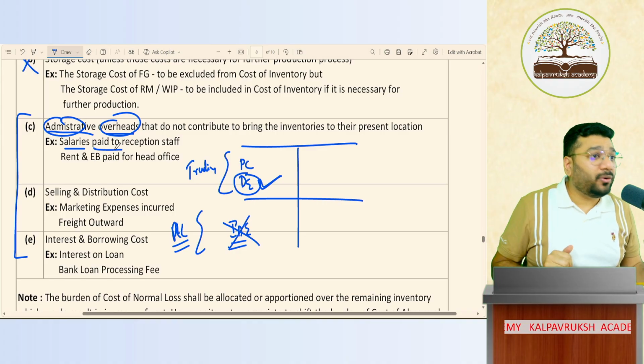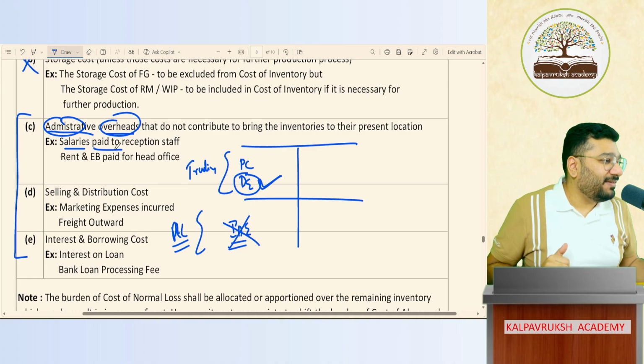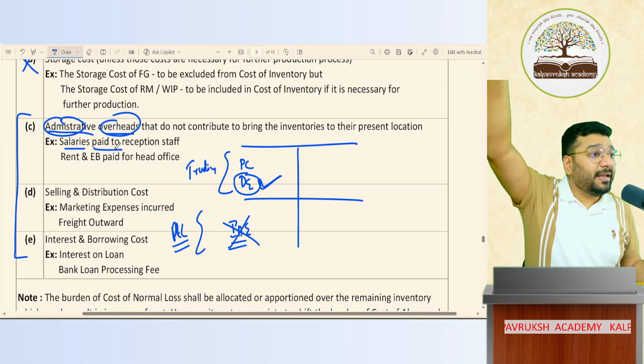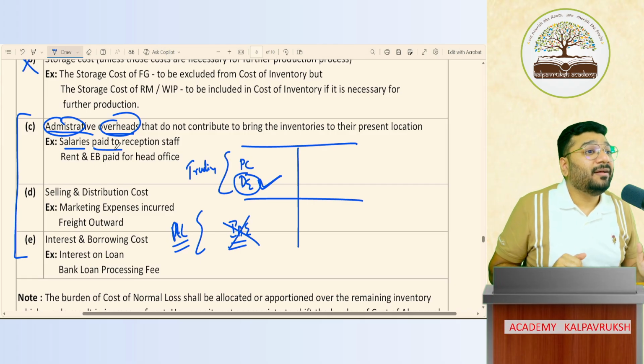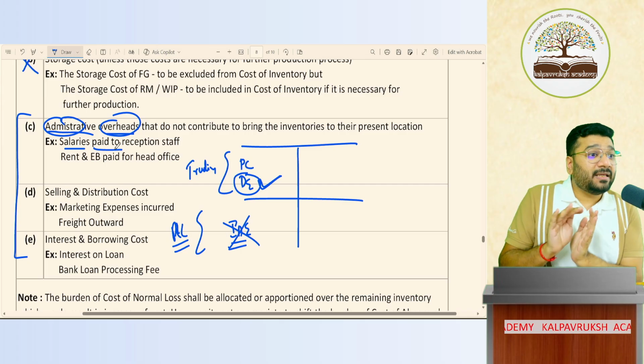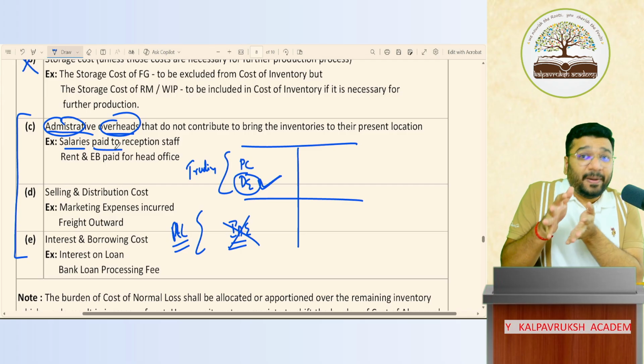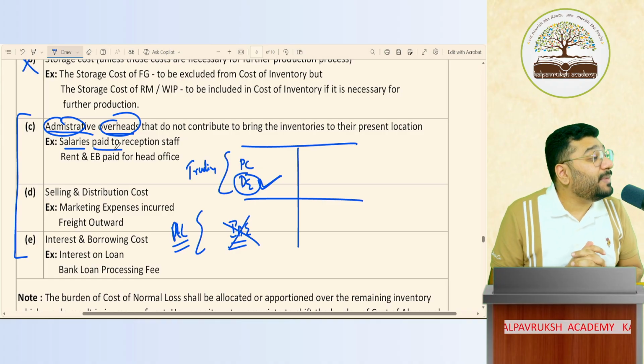The customer who is coming, his time is saved, because if he travels for 1 hour, going and coming back will take 1 day. So that person does not want to spend that much time. So sometimes in business I incur some expenditure of this nature. This is called administrative overhead.